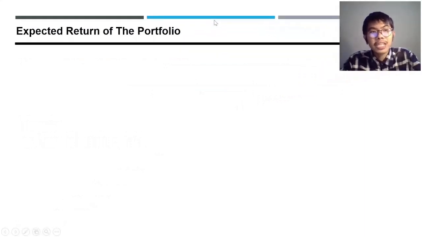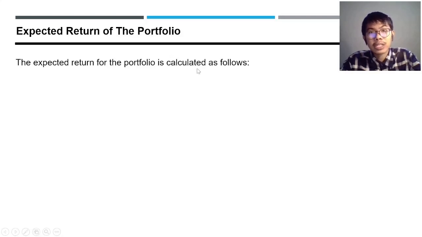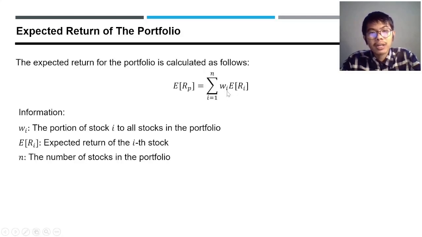After knowing the expected return of stock i, we can calculate the expected return of the portfolio, which is calculated as follows, where Wi is the portion of stock i to all stock in the portfolio, ERi is the expected return of stock i, and n is the number of stock in the portfolio.